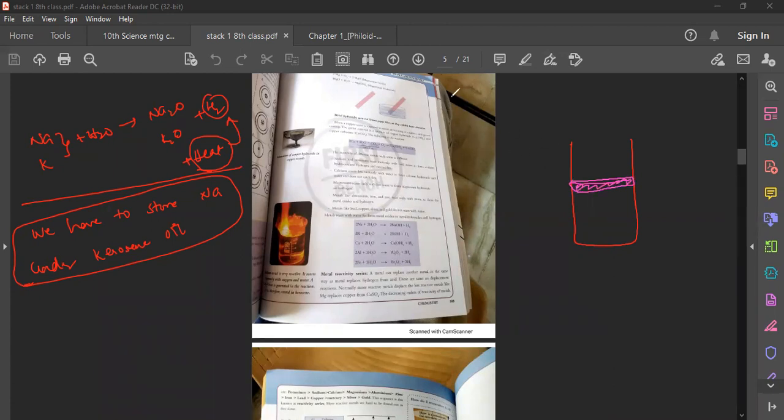Sir, I have a doubt. I understood why we store it under kerosene oil, but why only kerosene oil? Why not other oils or any other substance? You can use any other substance, but mostly kerosene is used.